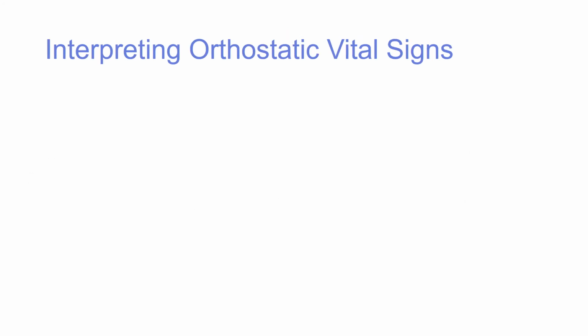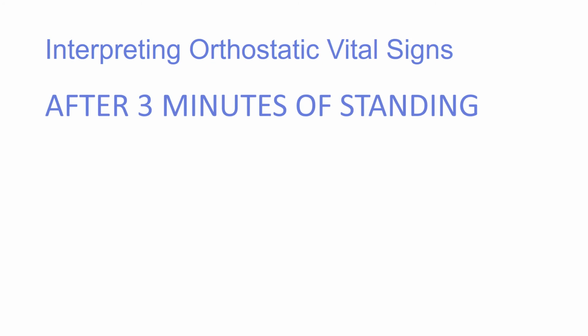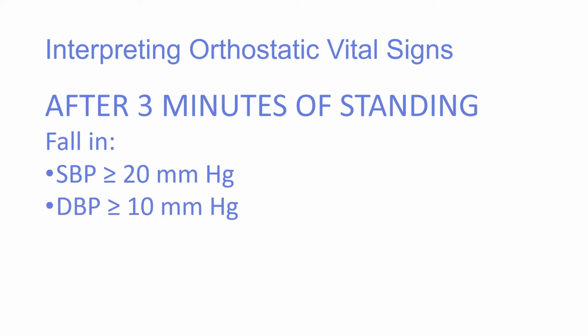When compared to a supine blood pressure measurement, after 3 minutes of standing, a fall in systolic blood pressure of greater than or equal to 20 millimeters of mercury, or a diastolic blood pressure of greater than or equal to 10 millimeters of mercury, or a rise in pulse of greater than 30 beats per minute is abnormal.